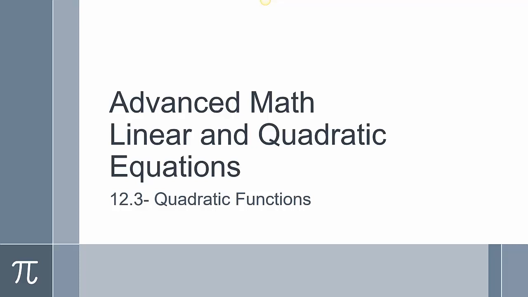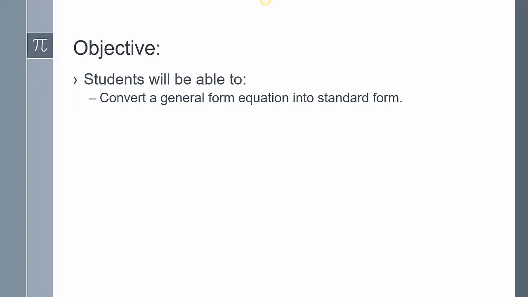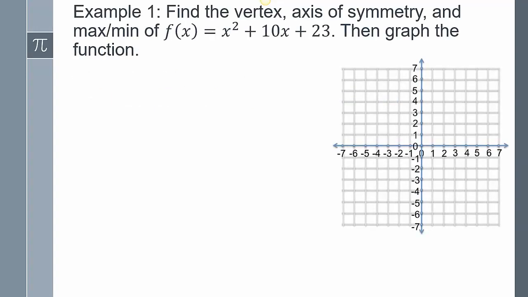Today is going to be 12-4, and we're going to examine quadratic functions again. Today we're going to be converting a general form equation into standard form. So our first example here, it says find the vertex, axis of symmetry, and the max and min of this given function, then graph the function.